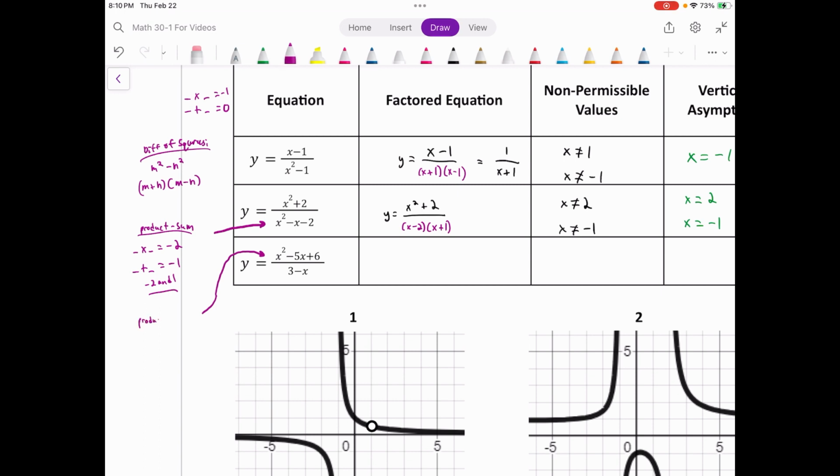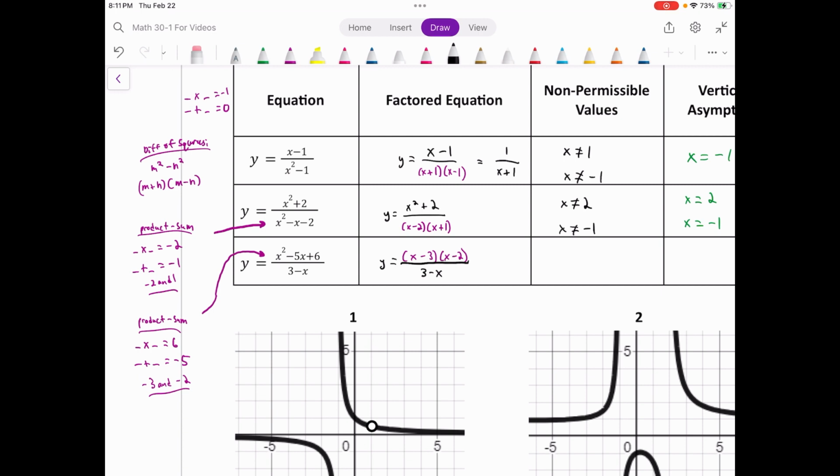It's a regular trinomial with an a value of 1, so we might as well give the product sum a chance. We need 2 numbers that multiply to 6, add to negative 5. How about negative 3 and negative 2? That seems like pretty promising. Negative 3 times negative 2 is 6. Negative 3 plus negative 2 is negative 5. So we've got, in our numerator, x minus 3 times x minus 2 over 3 minus x. All right, now can we do any simplification here?